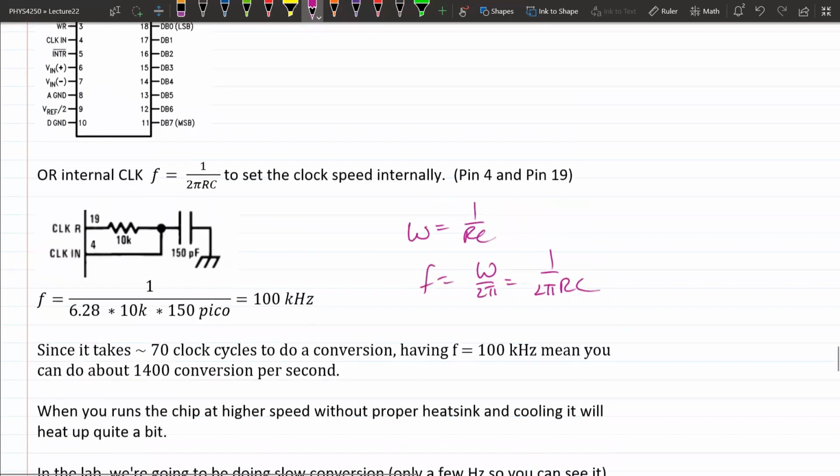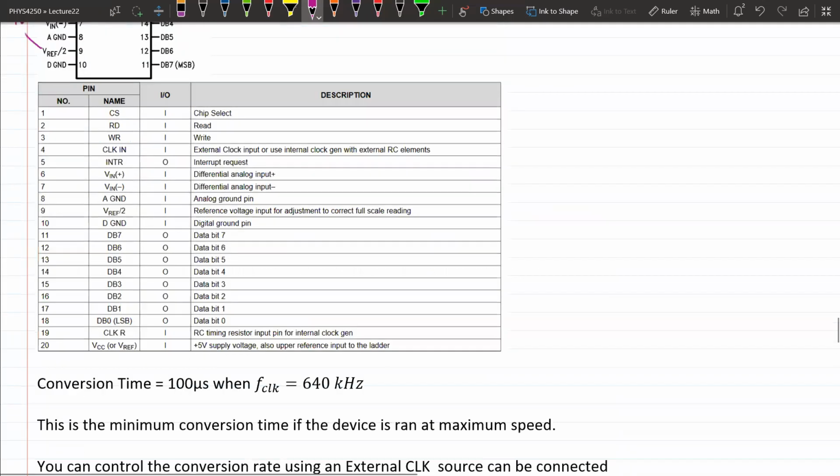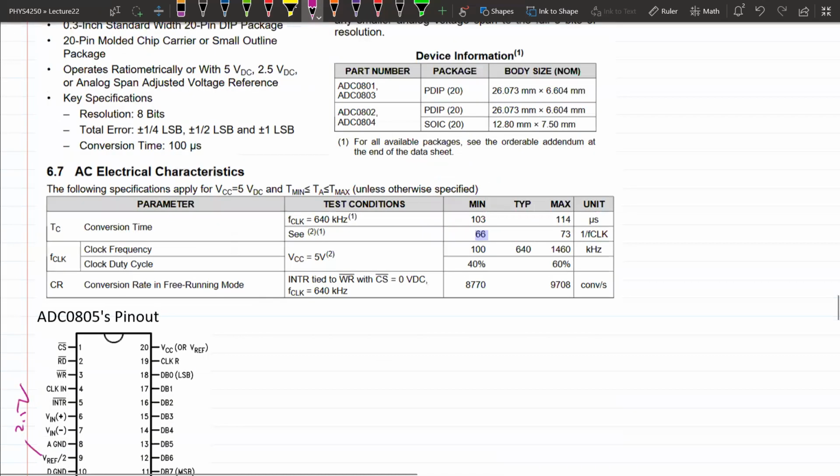Don't try to go for, as noted up here, right? It could go up to 1.5 megahertz. Don't go beyond 640 kilohertz, okay? Because what happens is when you go over a megahertz, the chip starts to get hot. You actually have to put heat sinks on it, and we don't have heat sinks, okay?